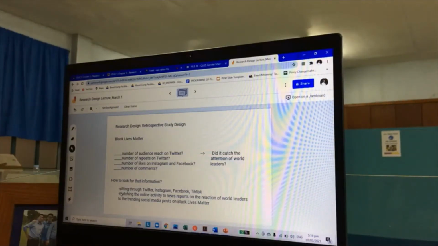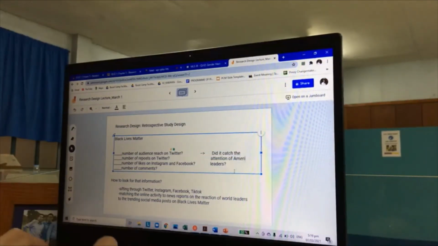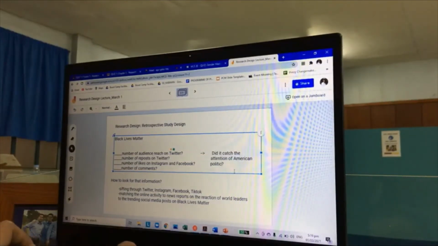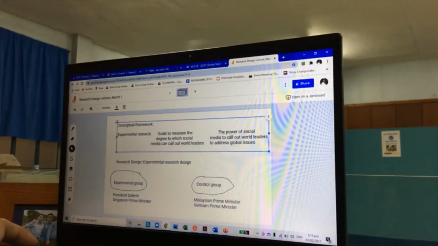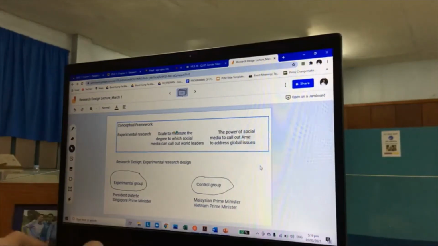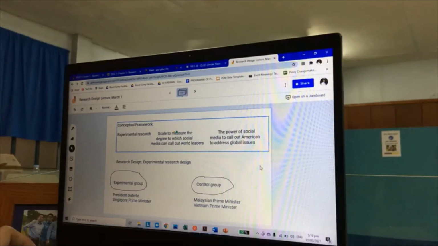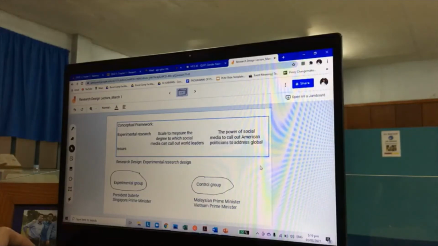example magod sa American politics, so dili ta mo ato world leaders, but maybe did it catch the attention of American leaders, American politicians na. So specific to, no? Okay, kaniman nga event. Pati atong research problem kay ma-change na pud siya, the power of social media to call out American politicians, no? So mausab na tanan class kay nag-focus naman ta sa America to address racial issues.